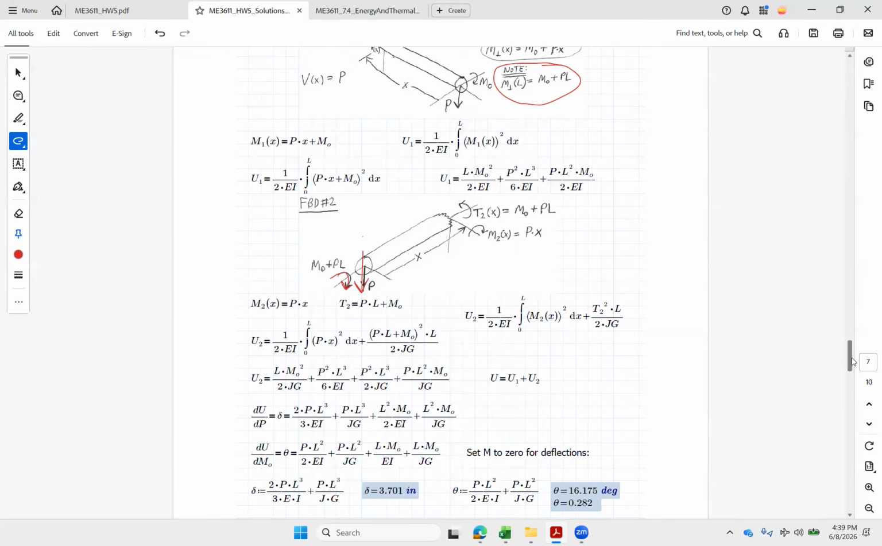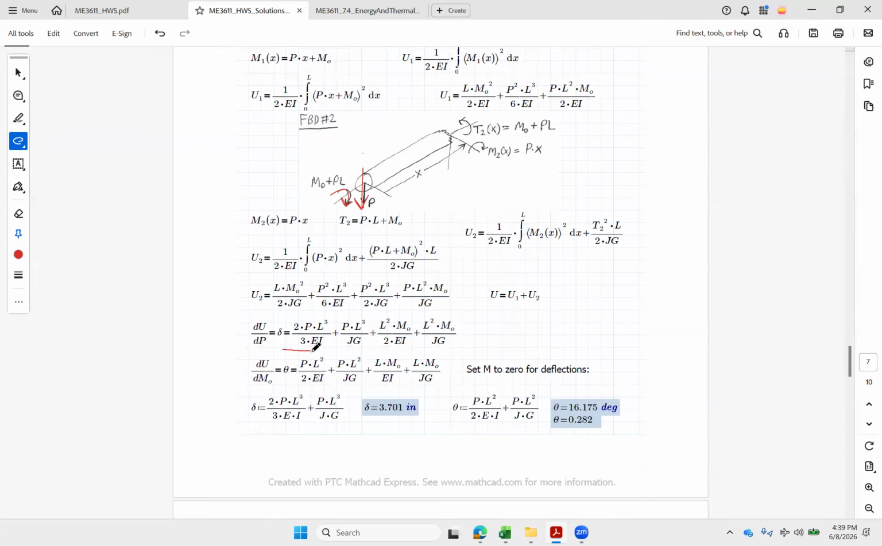If I plug and chug along there, here's the terms that get left over. I see 2 terms with P and then 2 terms with M naught. Remember, that was a dummy load. So now that we're all the way down, we can cross that off. And then I take dU/dM naught, which is why we have to have M naught in there, to get this rotation. Again, I get 2 P terms, 2 M naught terms, and it's only after I take that derivative, because otherwise I couldn't take it, then I go back and cross off the M naught.